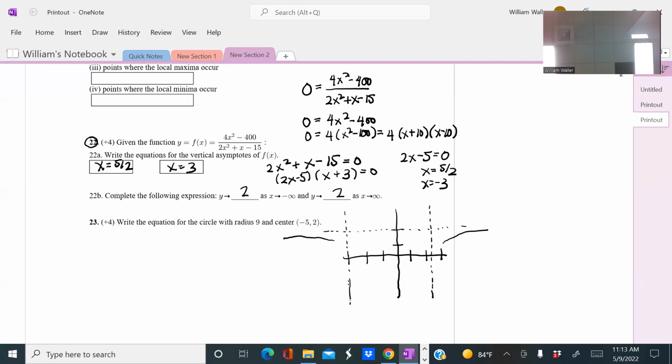Should have graphed that one, but I don't have Desmos open here to look at that. Oh yeah, it's -3. Right.